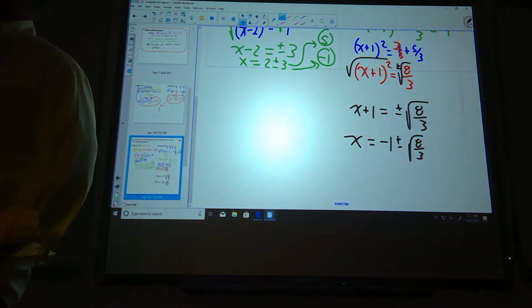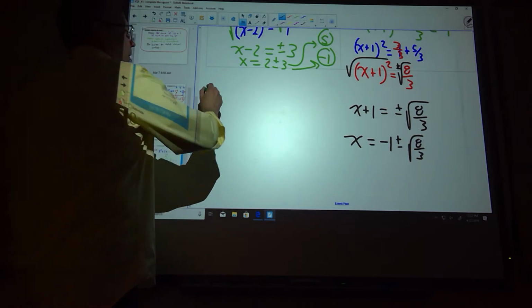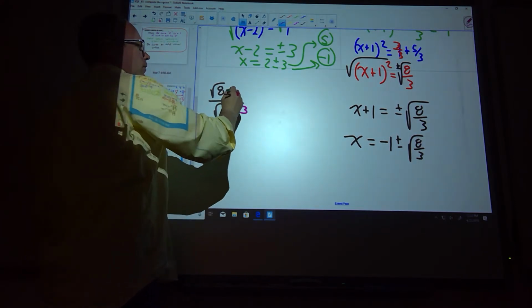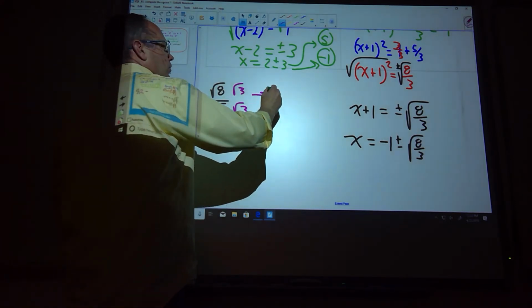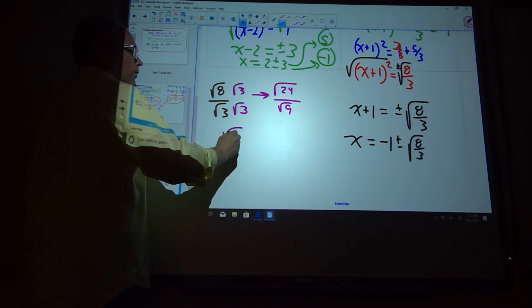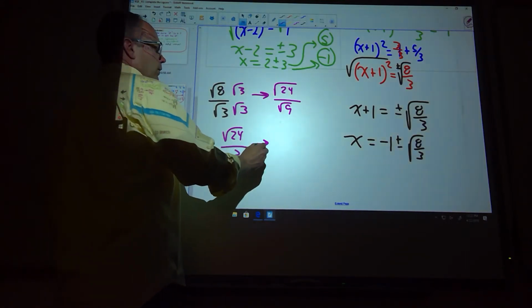Now, what am I not allowed to have on this problem? It has to do with the radical. What can't have a radical? So we have to recognize 8/3 is the same as this. I can't have a radical in the denominator, so I'm going to multiply top and bottom by root 3, which gives me root 24 over root 9, which is root 24 over 3. Can I break root 24 down into a perfect square? What perfect square goes into 24?